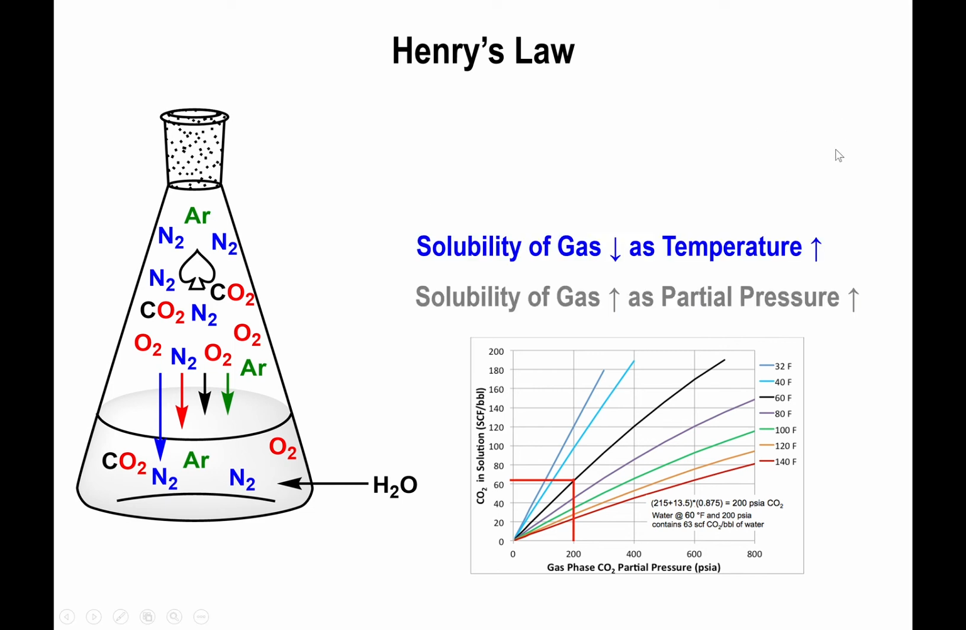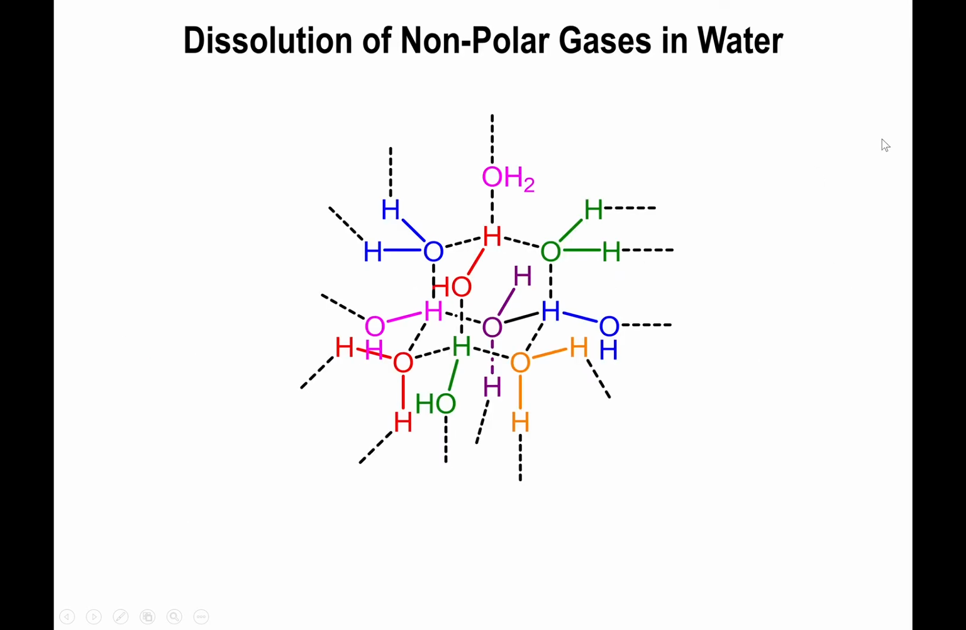The thing where it gets tricky is with temperature. The solubility of a gas, which is the solute, you might expect that if you increase the temperature, you're going to get more gas dissolved. But in reality, the opposite happens. If you increase the temperature, the solubility of the gas goes down. And the reason why that happens brings us back to the structure of water, which I presented about two lectures ago.